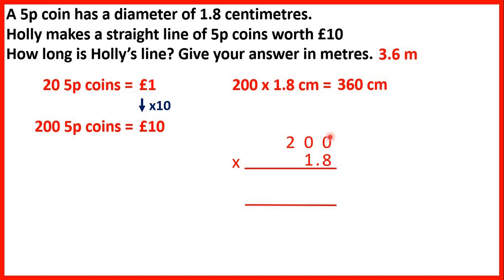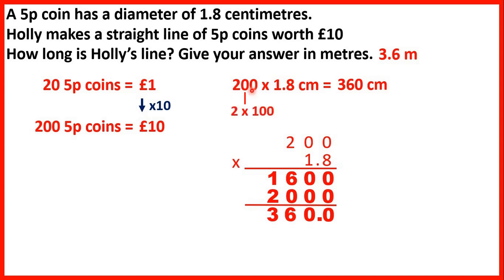Well, one way to do it is to use column multiplication. So remember, if we have a decimal, we need to copy down the decimal point, and then we can just follow the steps of long multiplication, and that gives us 360.0. So we can ignore the 0.0, that's 360 centimetres. Or we could use something else.